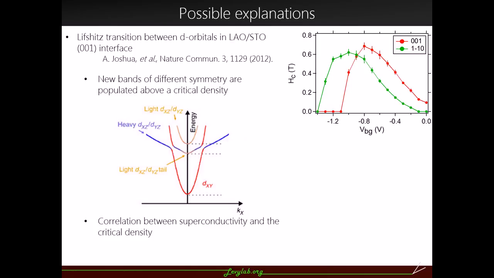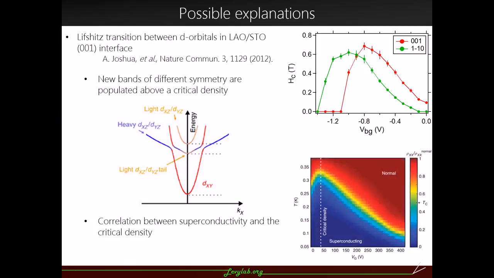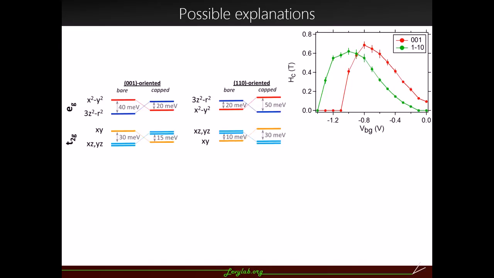So basically, there is a correlation between the superconductivity and the Lifshitz transition critical density. As we can see here, the superconductivity dome peak has the same backgate voltage corresponding to the critical density for the Lifshitz transition. The band structure is also important for these possible explanations. In the 110 case, the lowest energy band is the dxz, dyz band, but in the regular 001 case, the lowest energy band is the dxy band.